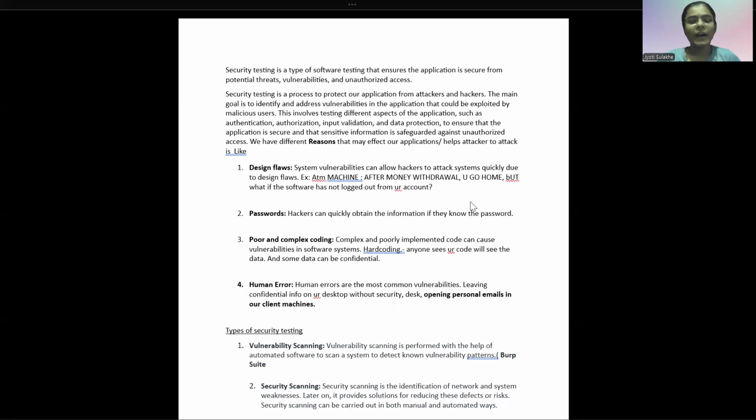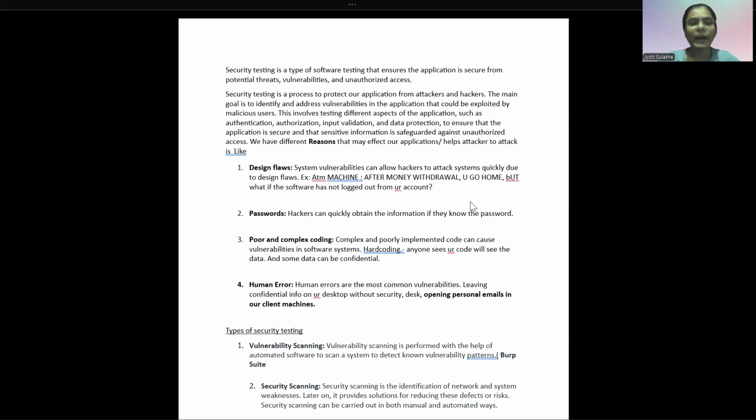Hello. So today I am talking about security testing. In software testing, we also have what is called security testing. Security testing is a type of software testing that ensures the application is secure from potential threats, vulnerabilities, and unauthorized access. It is a process to protect our application from attackers and hackers.